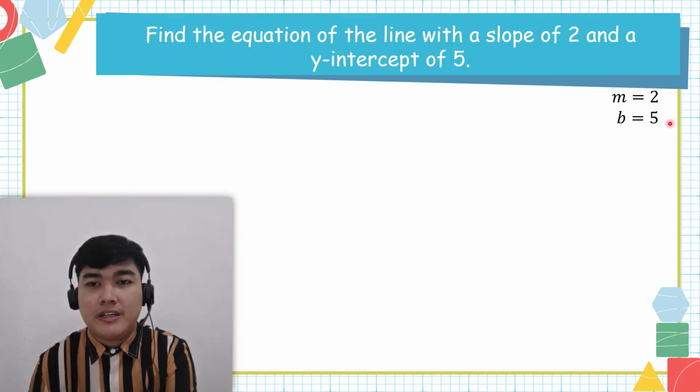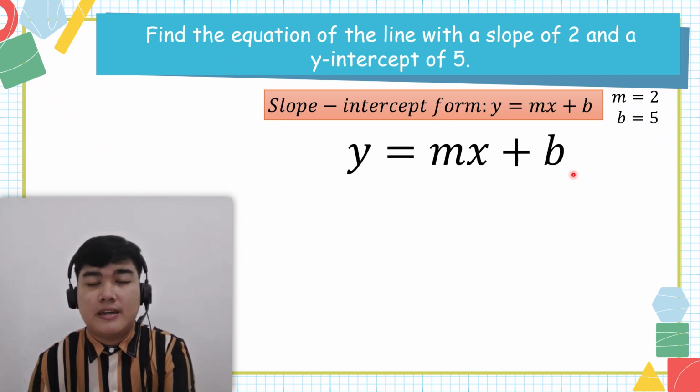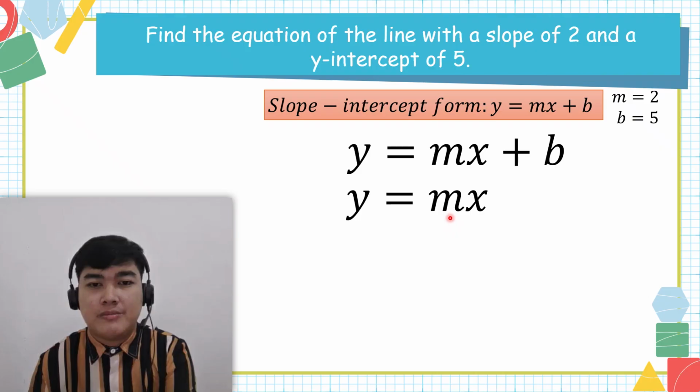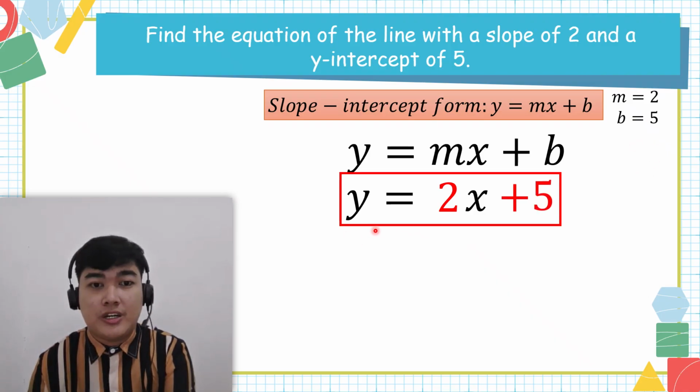If our given is a slope and a y-intercept, we can use our formula for the slope-intercept form, y is equal to mx plus b. Because here, we can just substitute the values of m and b to find the equation. So we have mx, we will substitute the value of m as 2, plus the value of b is 5. So therefore, this is our equation: y is equal to 2x plus 5.